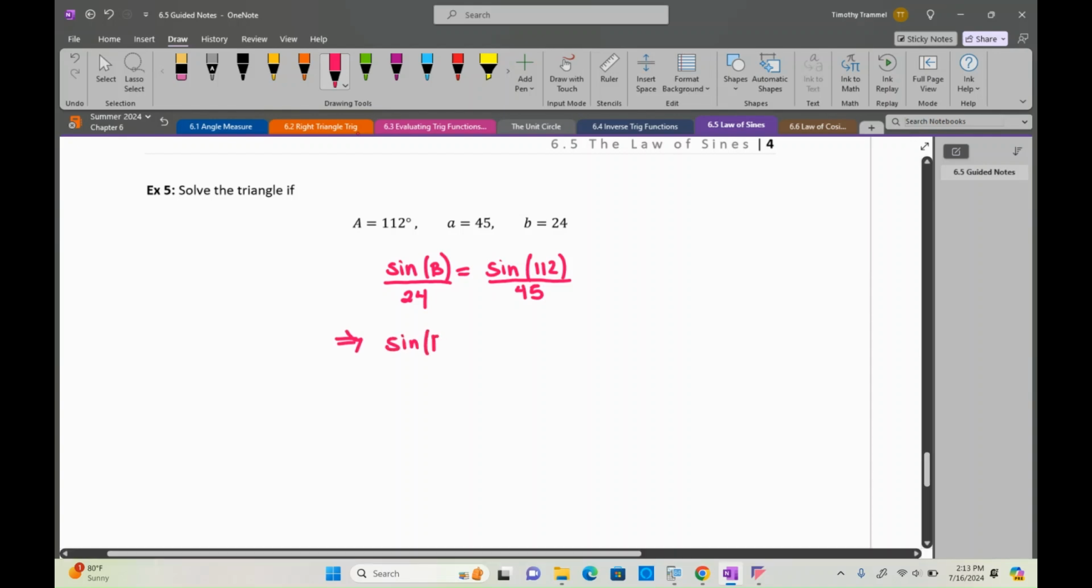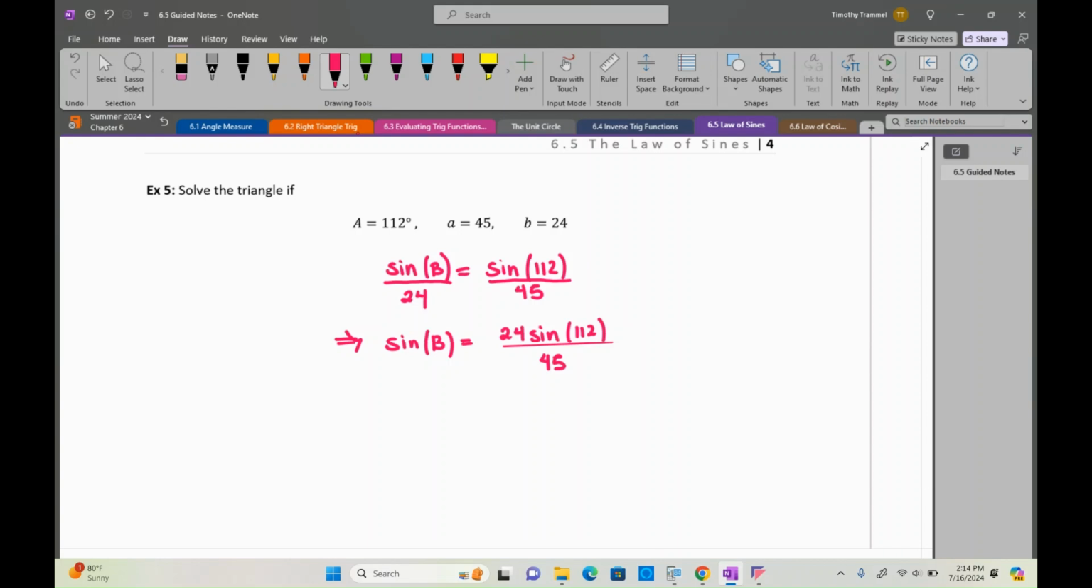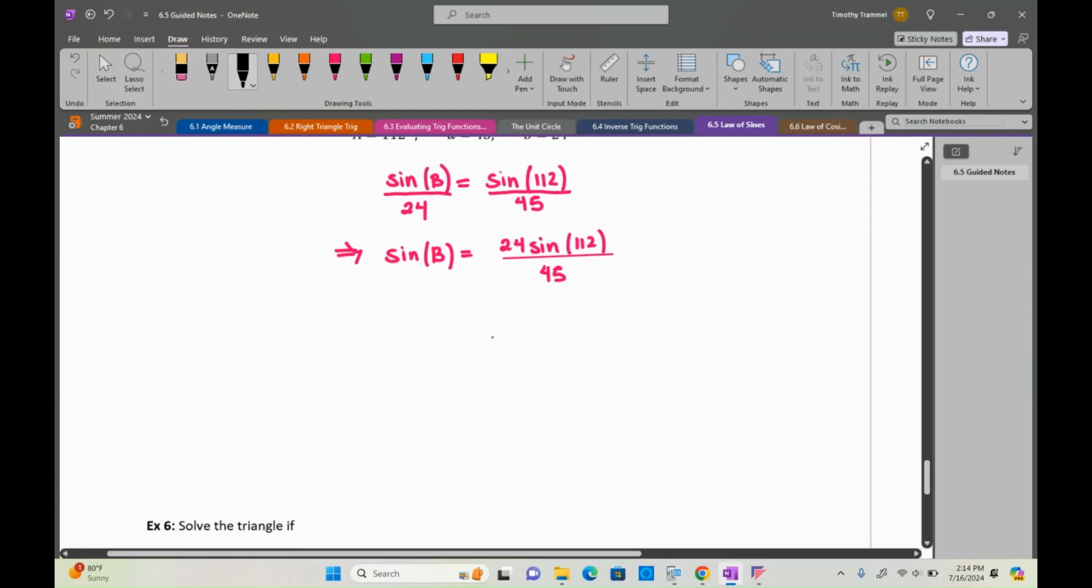And if we go ahead and solve this for B, I'm going to solve it for sine of B actually first. I'm going to have 24 sine of 112 over 45, just multiplied both sides of the equation by 24. And then finally, we'll take sine inverse of each side here to solve for B. But once again, we're not told whether or not the angle B is going to be obtuse or acute. So we may have two possibilities. We'll start off as if we do.